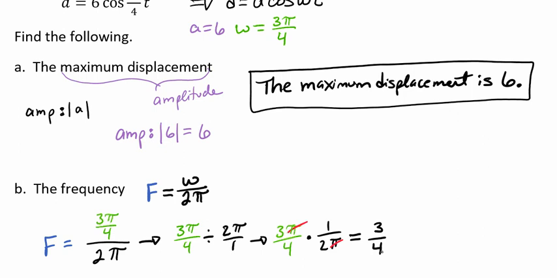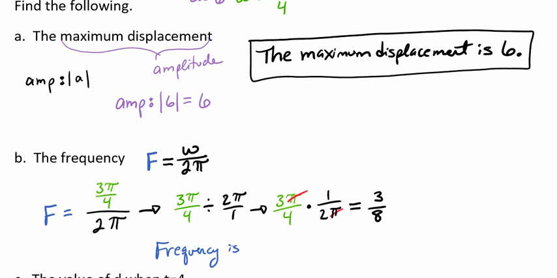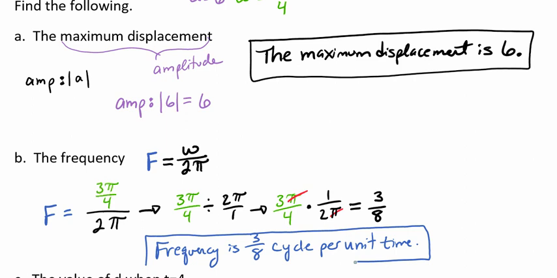That will leave us with, or rather it should be, 3 over 8. 4 times 2 is 8. So we're able to say here that the frequency is 3/8 of a cycle per unit of time, whatever unit of time it is that we're using. And it didn't tell us, so this is what we're going to go with here.